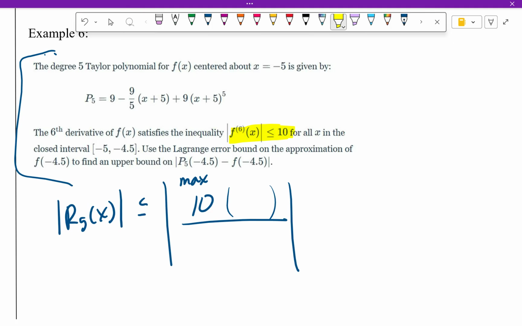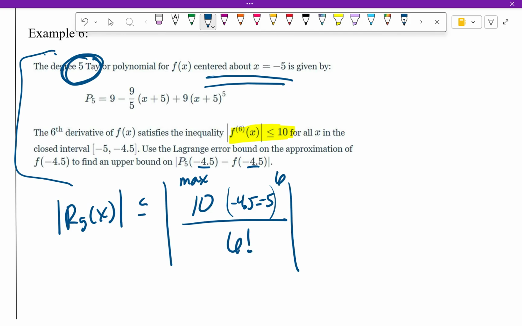All right, what was the x value we had to plug in? Yep, it was hiding right here. Minus was my center, -5, because they told us here. And then it was to what power? Okay, I heard 6 and I heard 7. What's the n value we're actually working with? 5. So my first omitted term would be 6, or n plus 1, 5 plus 1. So it'd be 6 there and 6 factorial there.